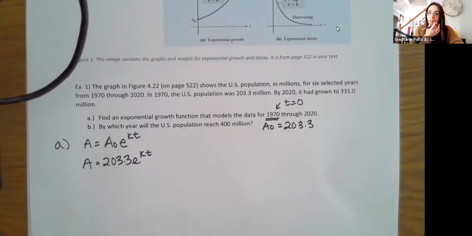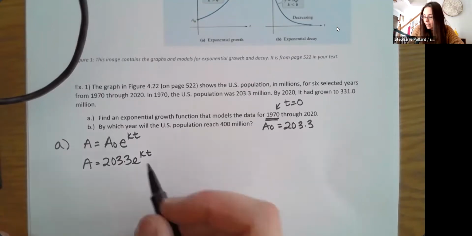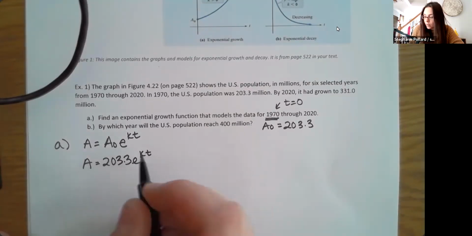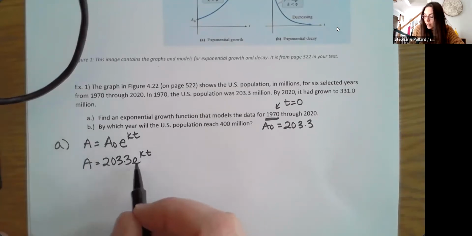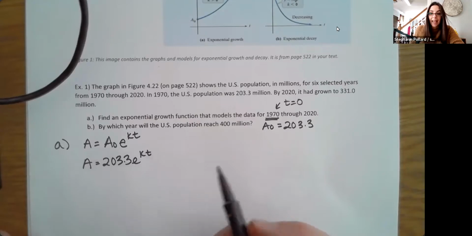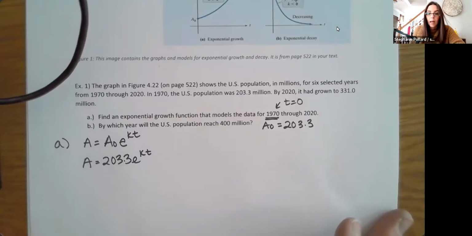Now, the other thing we often have to find out in our formula is this K value. Everything else will be fine. So we leave the A, we leave the T. Those are our two main variables. E is a number, but we do need to find out that growth rate, that K. So how we do that is we plug in another point and we solve for K.